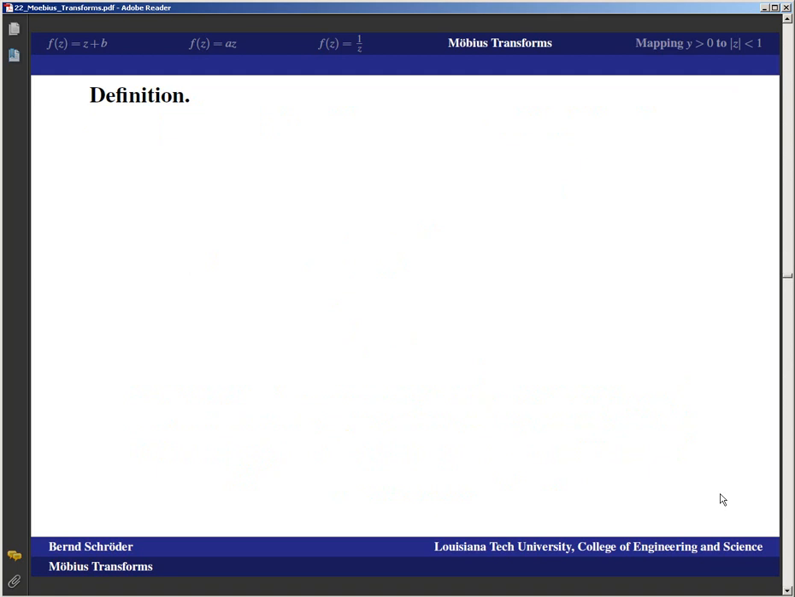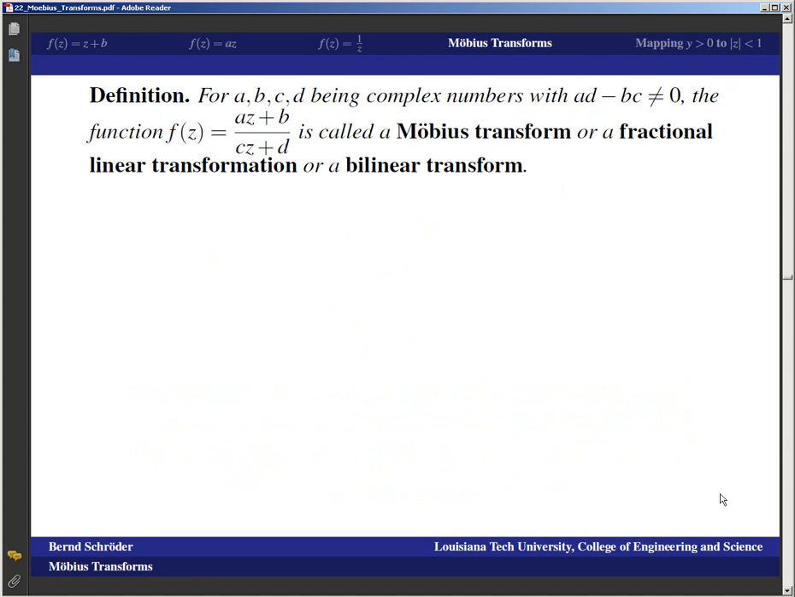Okay, now let's take a look at the main topic of this presentation, which are these Moebius transforms. So let's see. When you've got 4 numbers, a, b, c, d, they're all complex, and we want them to satisfy ad minus bc not equal to 0, then the function f of z equals az plus b over cz plus d is called a Moebius transform, or a fractional linear transformation. Basically, az plus b would be called a linear transformation, and then there is a fraction involved, so they call it a fractional linear transformation, or a bilinear transform, and we're going to motivate that name in just a little bit.